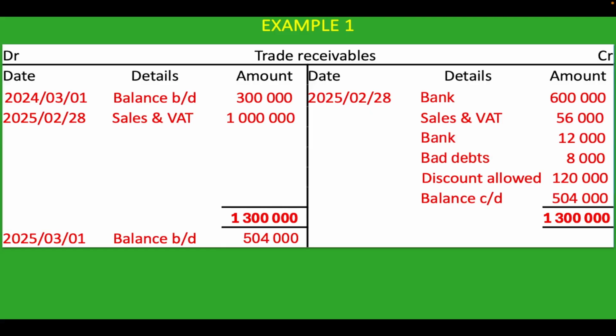I hope you've gained value from this lesson. You know how to deal with a complex question on completing a trade receivables T account or the general ledger account for trade receivables or debtors.